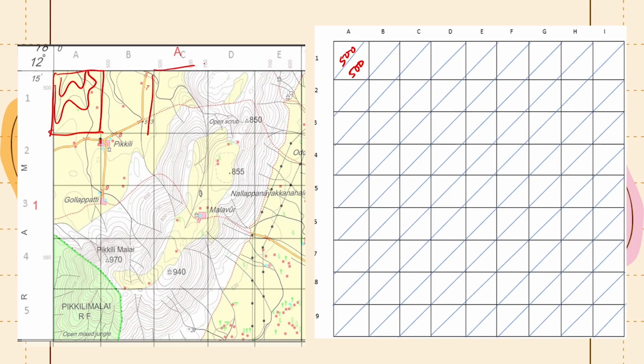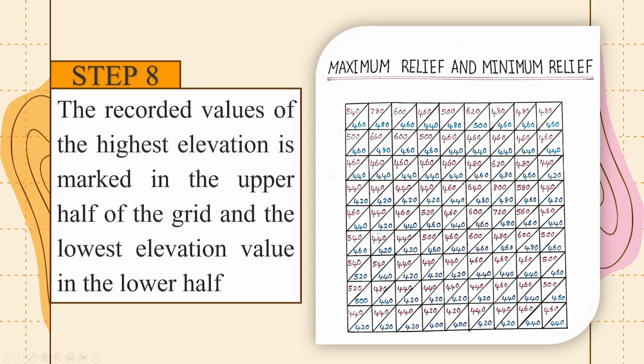Or say we take this example, as we have already seen. Here there is a value of 500 and here is a value of 740. So, the highest value we enter as 740 here and the lowest value of 500 will be entered here. By repeating the process for all the grids, you will get a result like this. In step 8, we are recording all the values of highest elevation on the top right corner, and marking the lowest elevation value in the lower half.